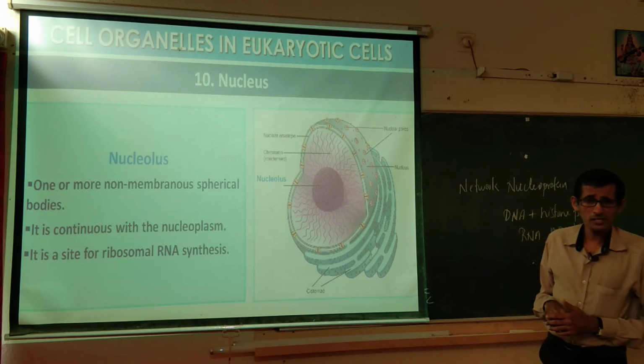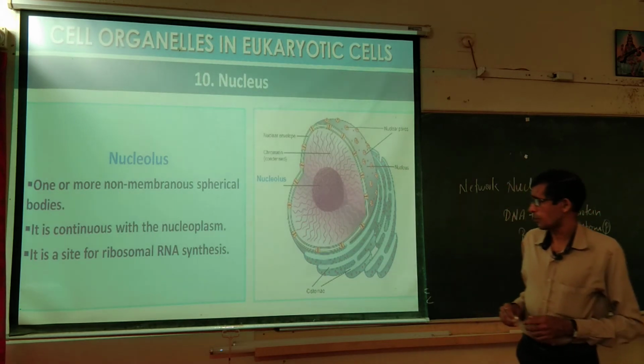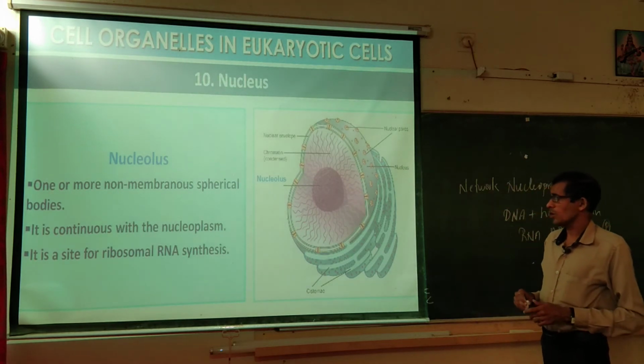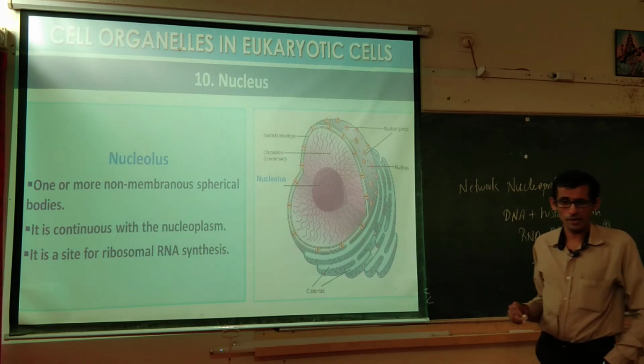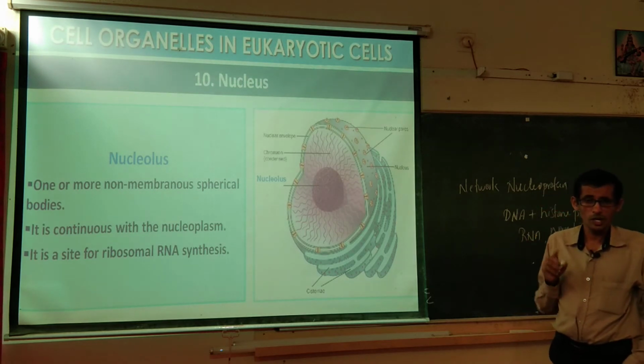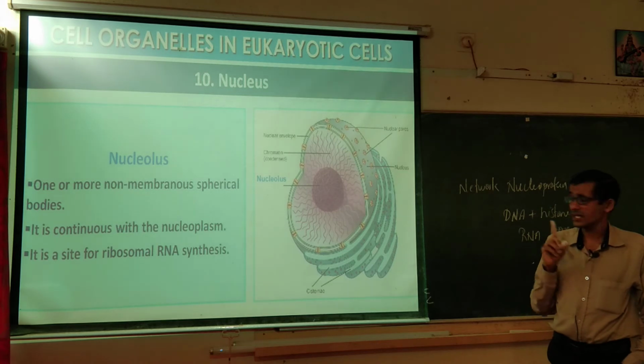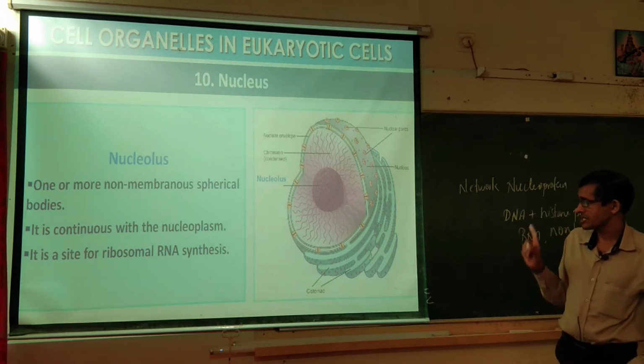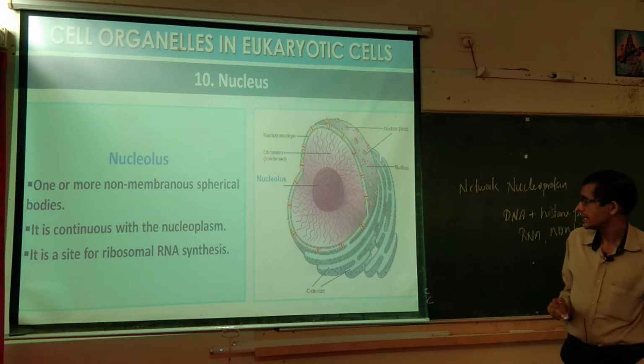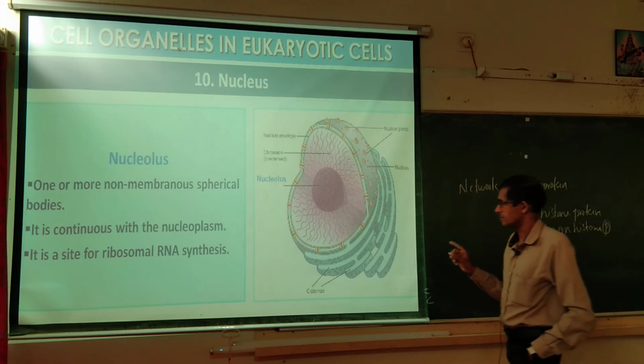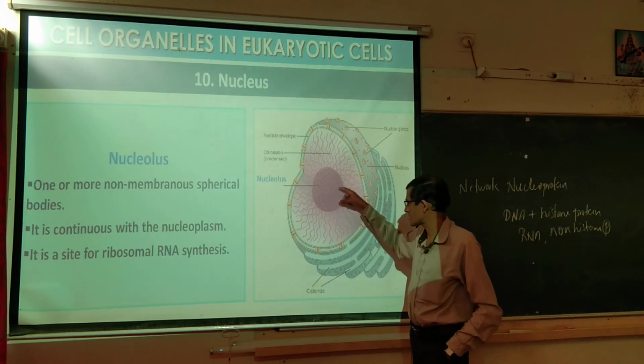And the third one, the nucleolus: one or more non-membranous spherical bodies. So, what is this nucleolus? It is a non-membranous spherical structure, continuous with the nucleoplasm.